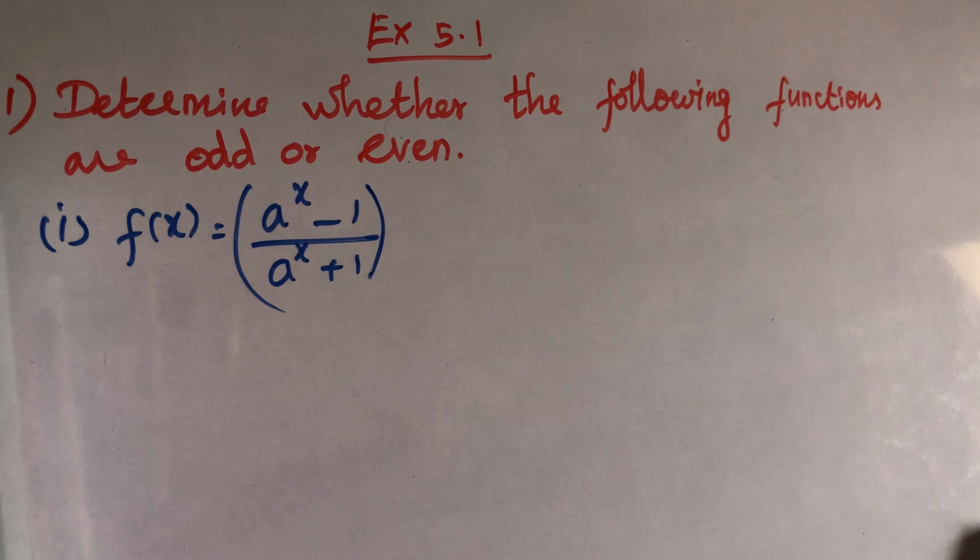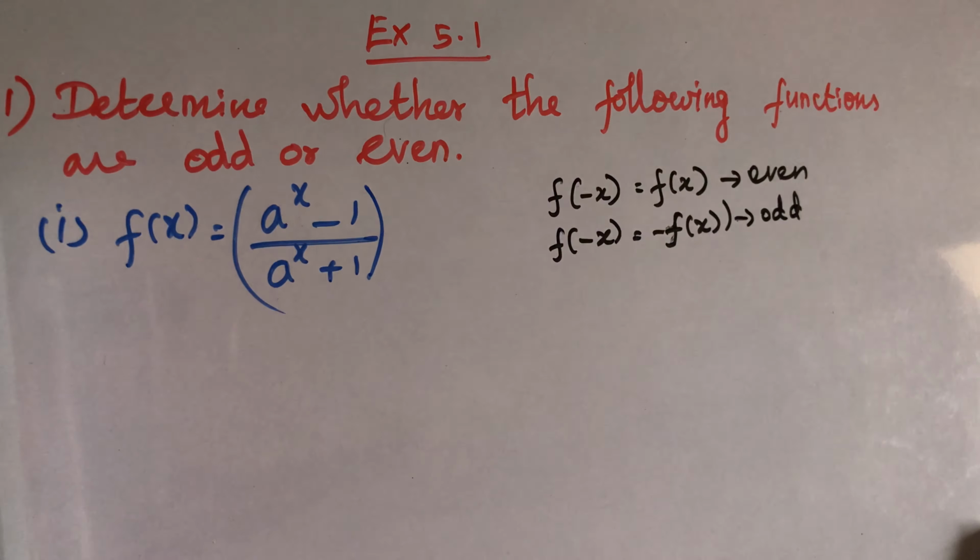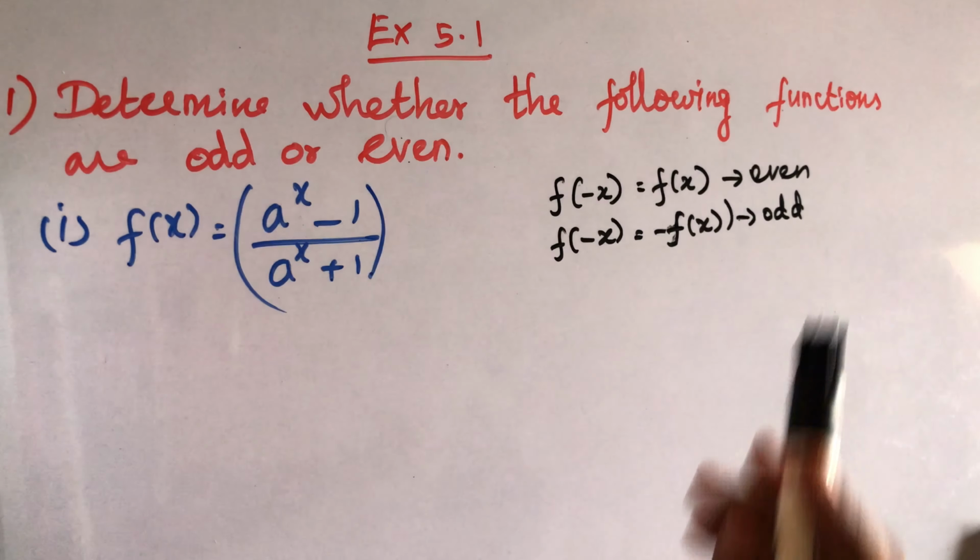First problem in exercise 5.1, determine whether the following functions are odd or even. So, some 5 functions are given, we have to find whether they are odd or even. What is even? Instead of x, if you substitute minus x, and you get the same function, f of x, then we call it an even function. That is, f of minus x is equal to f of x, then it is even function. If f of minus x is equal to minus f of x, then it is odd function. If the minus vanishes, it is an even function, or else it is an odd function.